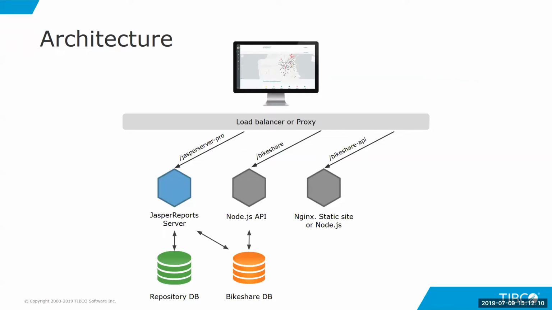You can then, if you want to, create a static website off that and just deploy it to any web server like Nginx, which we have done at various points. So /bikeshare is actually /bikeshare-API. That is a small set of microservices that we used for some of the transactional services that are part of the application. Those talk to the bike share database. And then finally, you've got Jasper Server Pro, which is the actual Jasper Report server, and it's got its repository database, and it's also hooking to the bike share database as well.